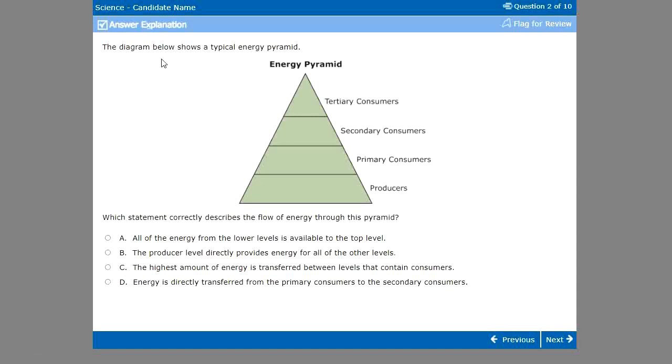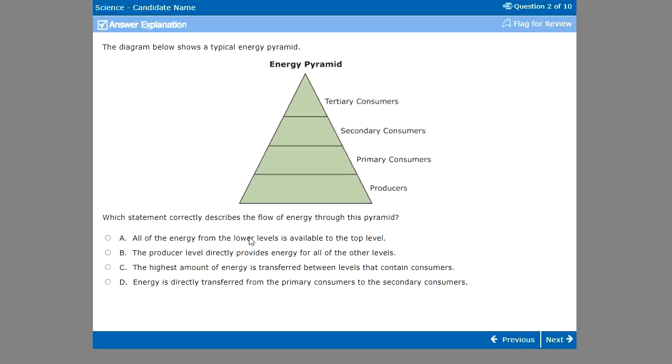Next question, the diagram below shows a typical energy pyramid. We see at the bottom of the pyramid producers, then the primary consumers, secondary and tertiary consumers. In terms of energy, producers have the most energy, and then the available energy gets less and less until we are at the smallest energy level in the tertiary consumers. Which statement correctly describes the flow of energy through this pyramid?